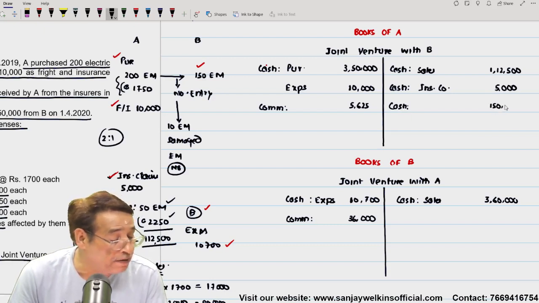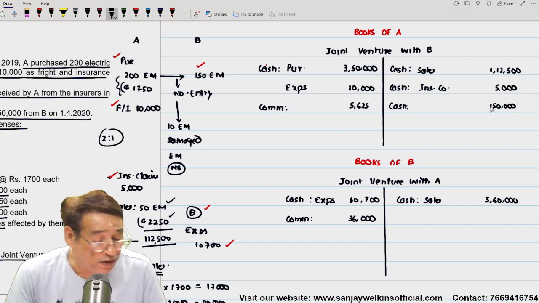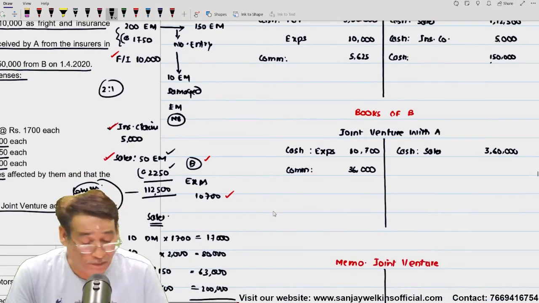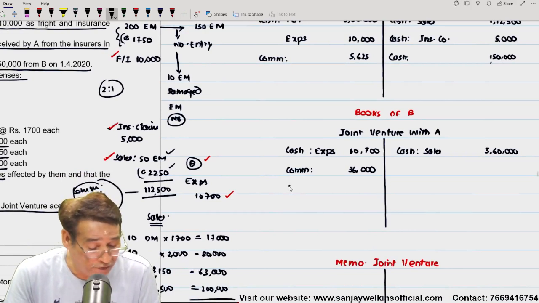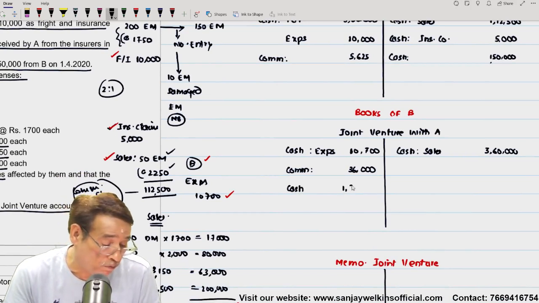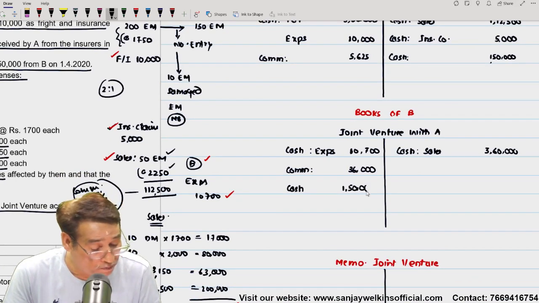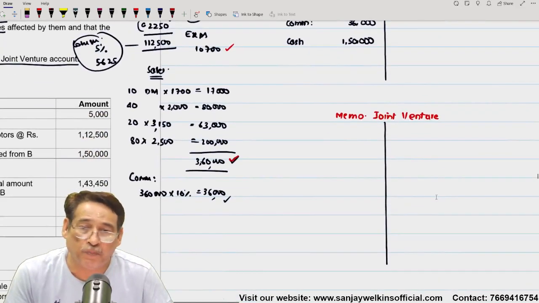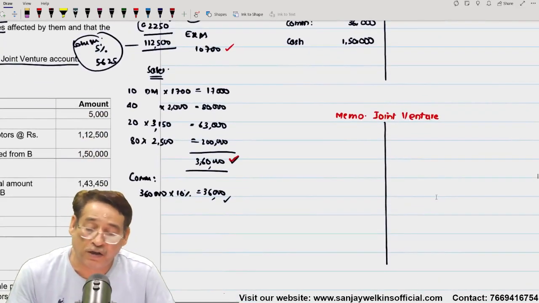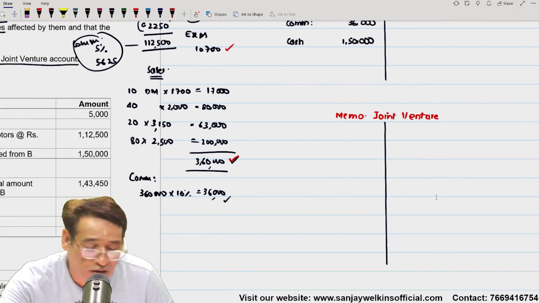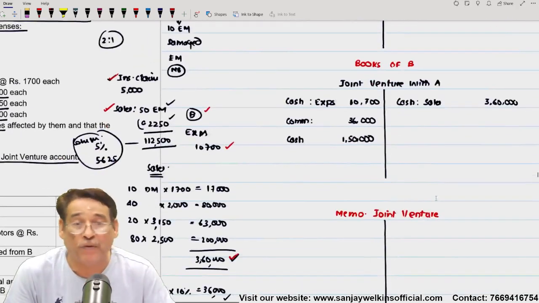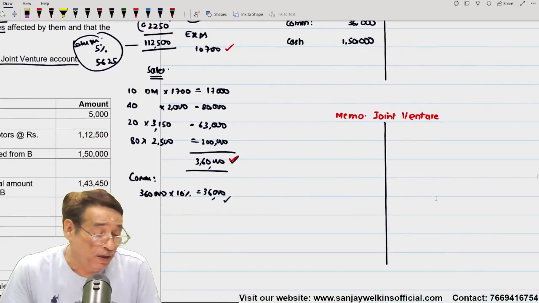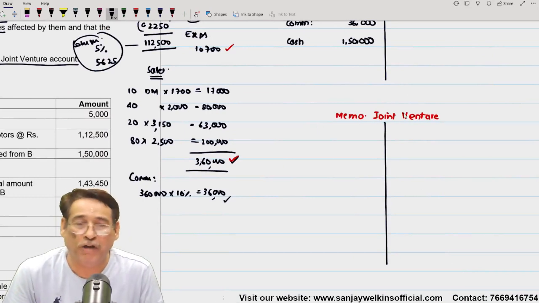If A has received from B, that means B must have sent to A. So here he will write to cash 1,50,000. So now all the transactions which have been incurred by the respective parties have been incorporated. Once you have incorporated the transactions, now you have to prepare the memorandum joint venture account. It is known as memorandum joint venture account.